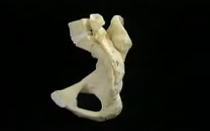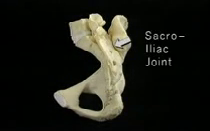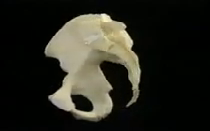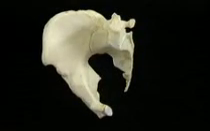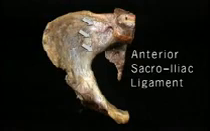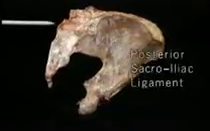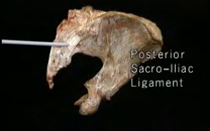Now that we've looked at the dry bones, we'll look at some major ligaments which are important in holding the sacrum and the hip bones together. The weight of the body is transmitted from the vertebral column to the hip bone at the sacroiliac joint. The sacroiliac joint is strengthened behind and in front by ligaments. The anterior sacroiliac ligament in front and the massive posterior sacroiliac ligament behind.